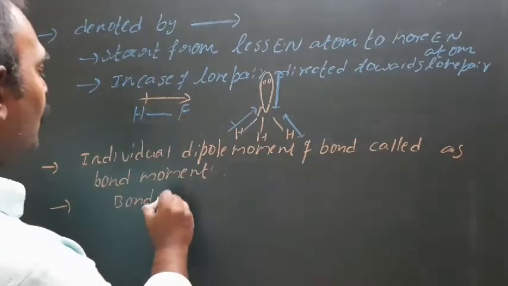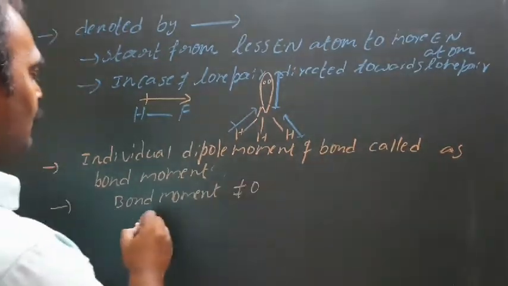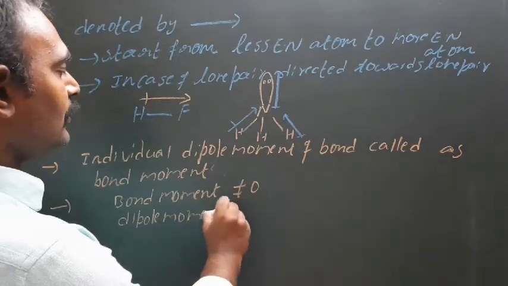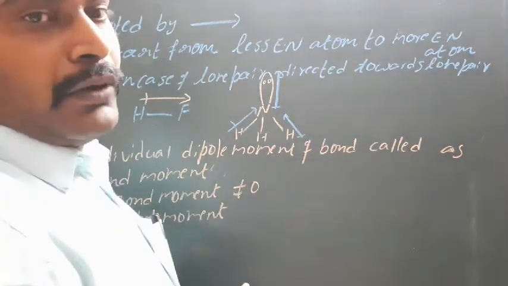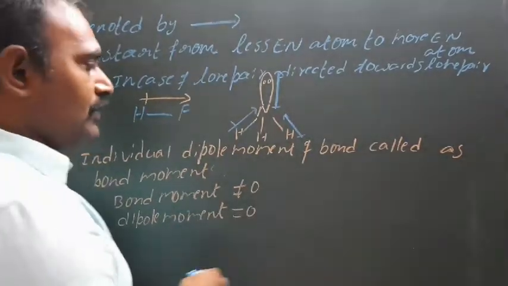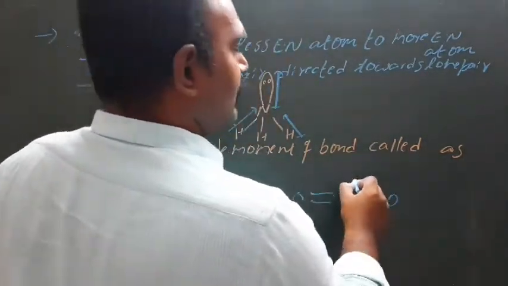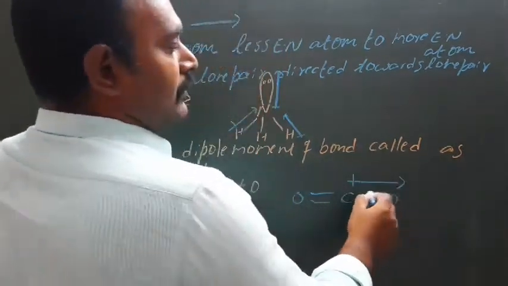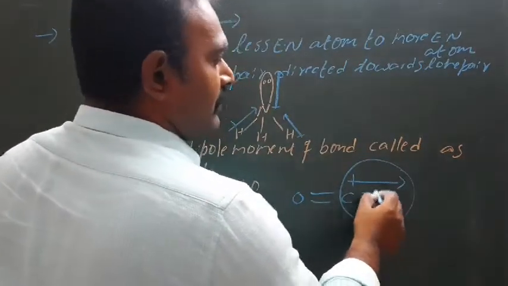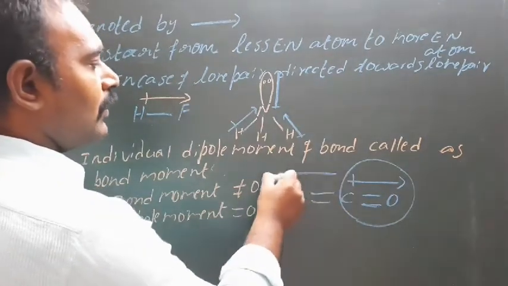The bond moment may not be equal to zero, but the dipole moment may be equal to zero in symmetrical molecules, not in heteromolecules. Suppose the example here is carbon dioxide. Here only this one is known as the bond moment. Here the dipole moment we can call a bond moment. Here also a bond moment.